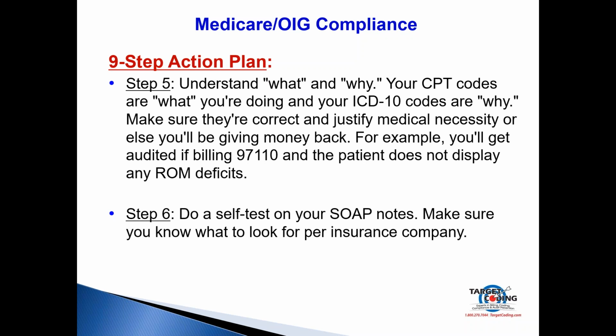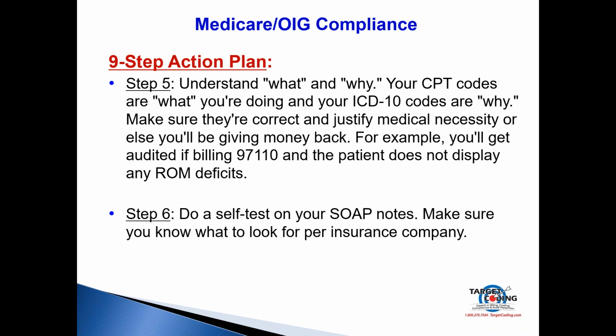For example, you'll get audited if you're billing 97110, that's therapeutic exercises, and the patient does not display any type of functional deficit like weak muscles or range of motion deficits. You have to give the money back. Step 6, do a self-test on your SOAP notes. Make sure you know what to look for per insurance company.